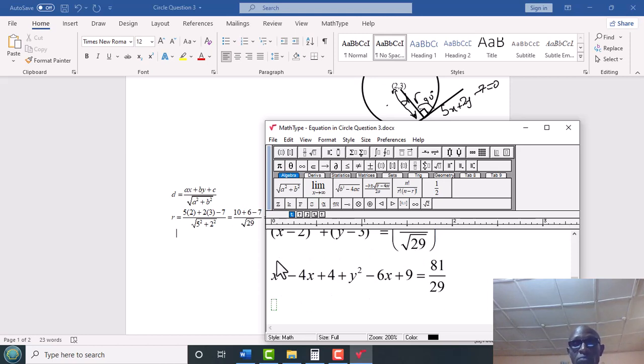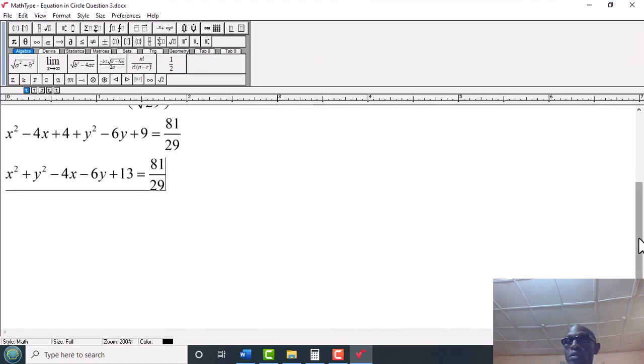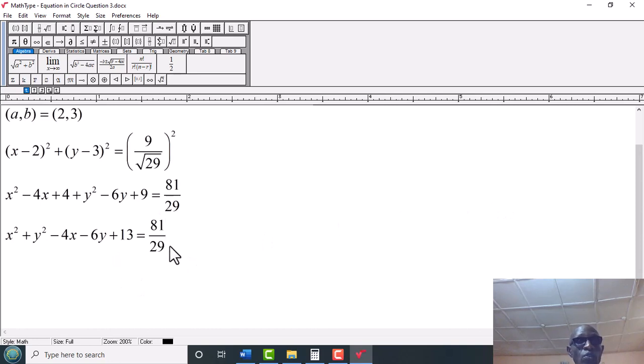So we can arrange them. Let's do it like this: x squared plus y squared minus 4x minus 6y, so that's plus 13, is equal to 81 over 29. So we have this. So cross multiply everything by 29.